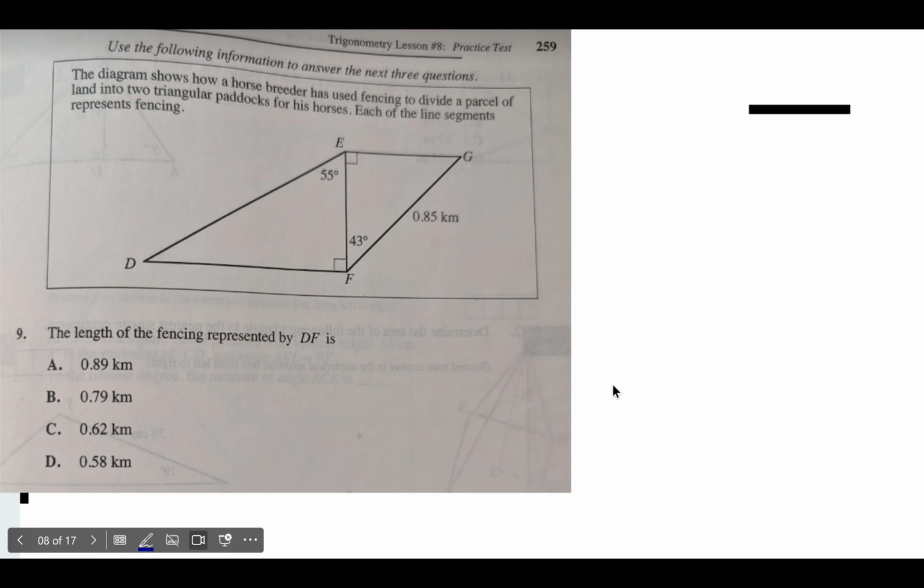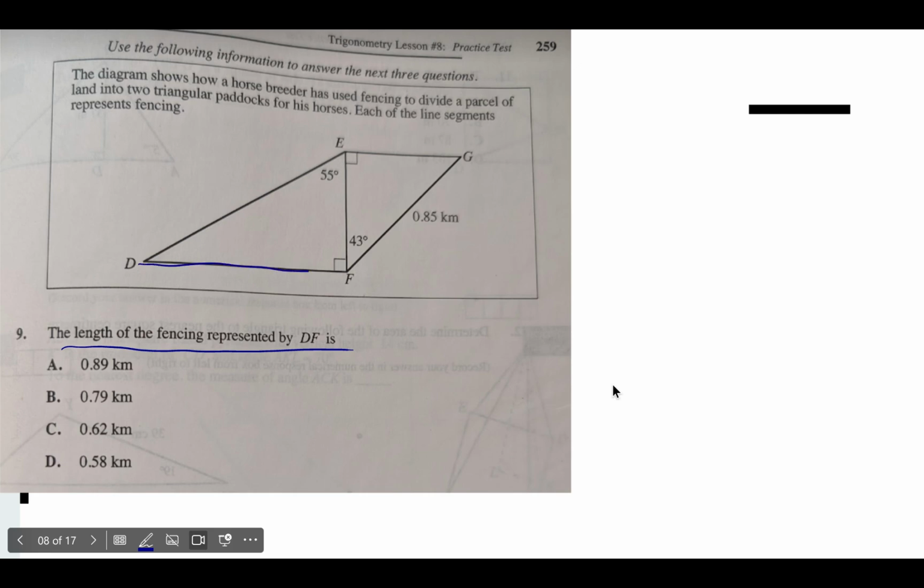Okay, so moving on from here, we have this diagram. We have 2 triangles, so we'll probably have to play around with this a little bit. And the first one, if you read this, it's just giving you some information saying that this is a fence for a horse breeder, blah, blah, blah. So number 9 says the length of the fence represented by D to F.